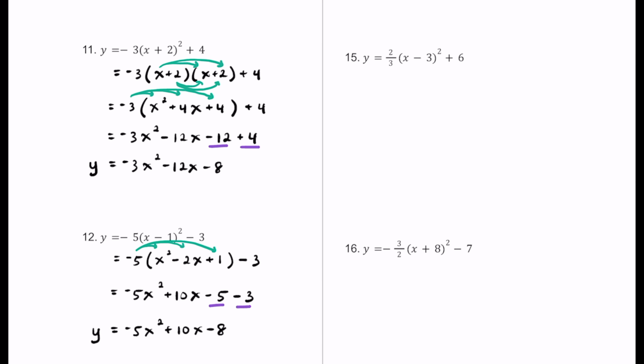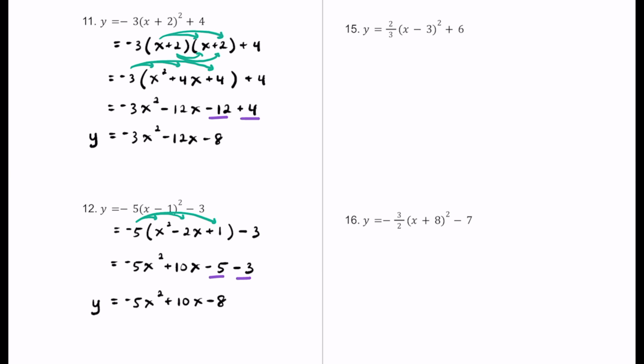For number 15, we have y is equal to 2/3 times the quantity of x minus 3 squared plus 6. Let's go ahead and give this one a try. Let's keep the 2/3 out here, leave it alone. And let's see if we can FOIL this x minus 3 squared binomial. So x times x, we will get an x squared to start. Then we'll have a -3x and another -3x, so that makes -6x. It just takes some practice to get used to seeing that. And a -3 times -3, this should always be a positive value and a perfect square. So it's going to be +9 and then +6 at the end.